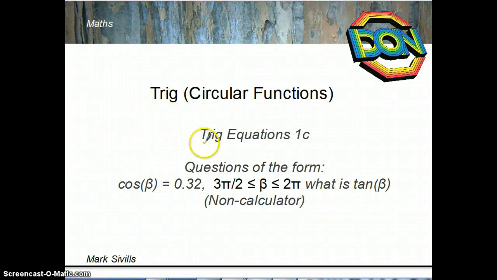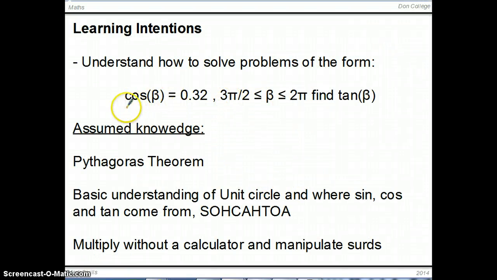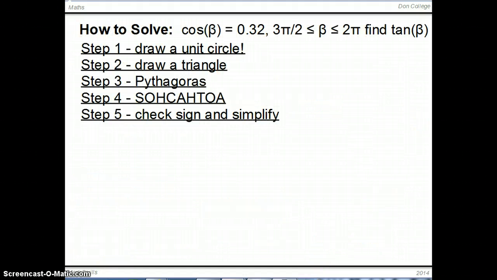Hi, this is the third video in these trig equations first type. This is 1c. Questions of the form cos beta is 0.32 and beta is between 3 pi on 2 and 2 pi. What is tan beta? Non-calculator. So, learning intentions are that you will understand how to solve problems of this form and assume knowledge: Pythagoras, unit circle, SOHCAHTOA, and multiplying without calculators and manipulating surds.